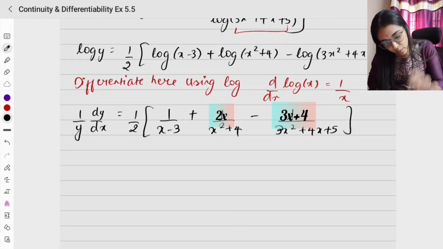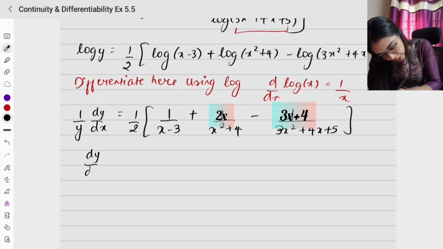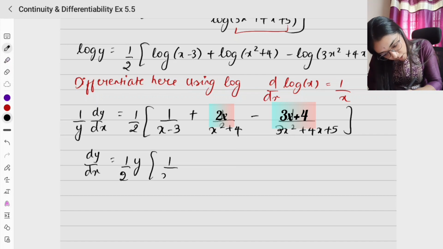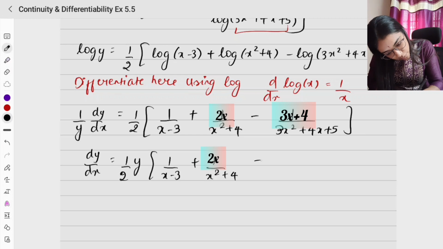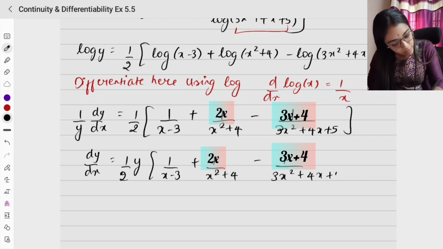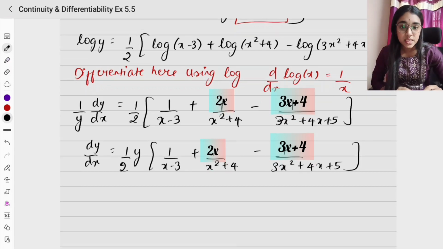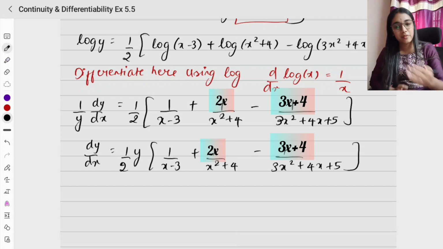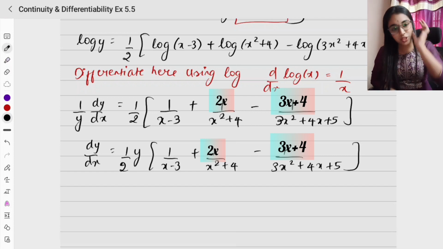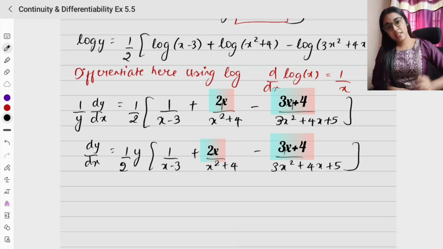Now what is my dy by dx? Dy by dx is equal to half y times 1 divided by x minus 3, plus 1 divided by x square plus 4, minus 1 divided by 3x square plus 4x plus 5. Once you are familiar with the concept, you can directly write your answers. You can skip a few steps and write. You don't have to write every step for every question. Once you are very very familiar with the answers, you can directly write it.